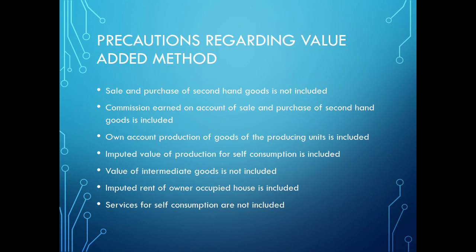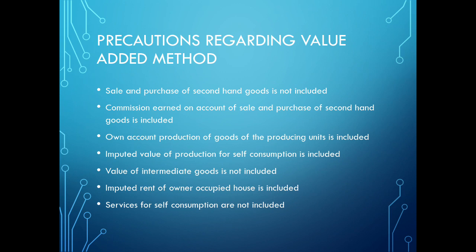Some precautions regarding value added method should be taken care of. First one is sale and purchase of second hand goods is not included, because earlier when they were first produced originally or initially, their value was already included. Second, commission earned on account of sale and purchase of second hand goods is included. When a second hand good is sold or purchased, if there is any middleman in between, then the commission paid on that sale and purchase is included, because here commission is the reward of factor payment for the person who is giving his services as an agent.